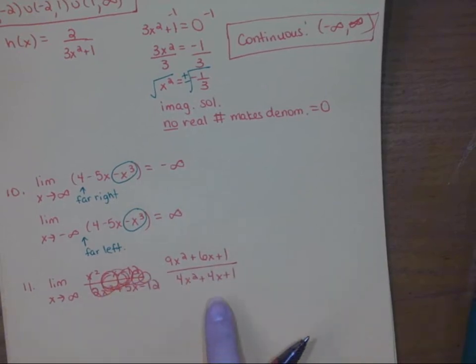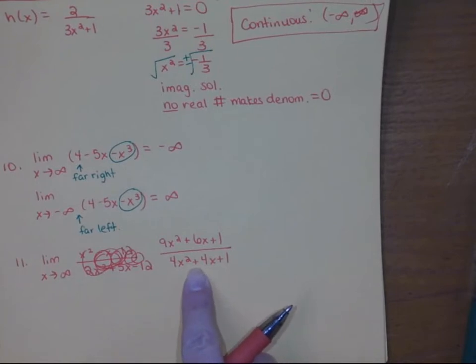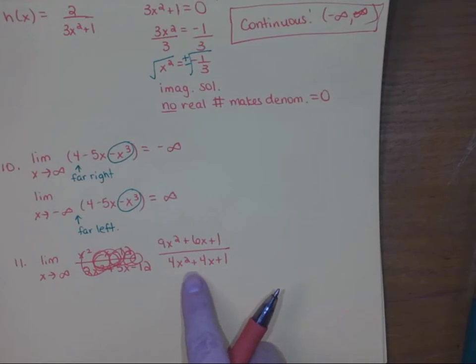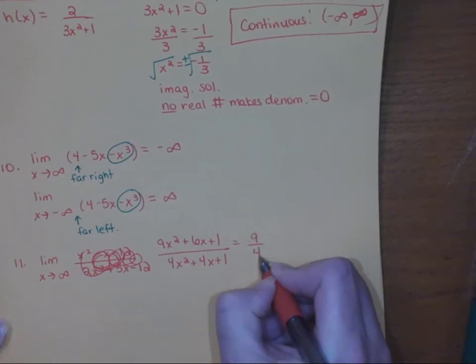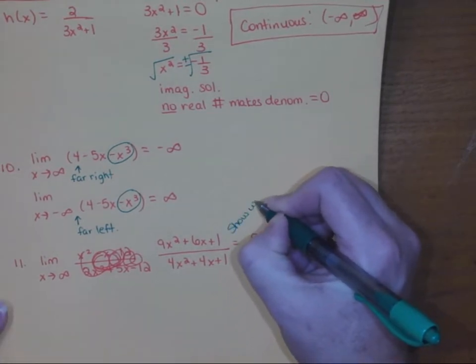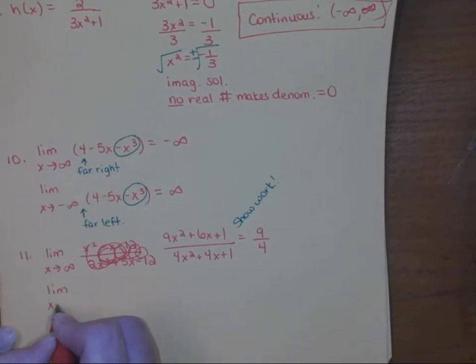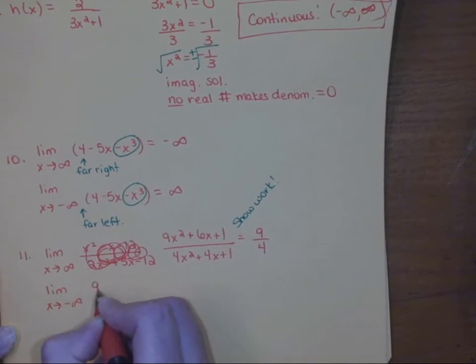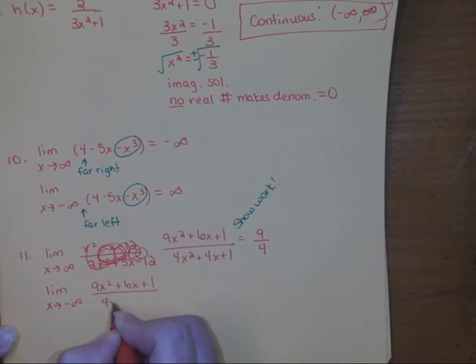Okay, so what I'm not going to do is show this process. If you go back and look at question number 3 and 4, it would tell you the process for this. You would put everything over the highest power in the denominator. But if you do that, so I'm just going to say show work here. I don't think I need to show that process again. Okay, but the answer would be 9/4. And by the way, the process is the same to show the negative infinity version, which means you're actually going to get the same thing again.